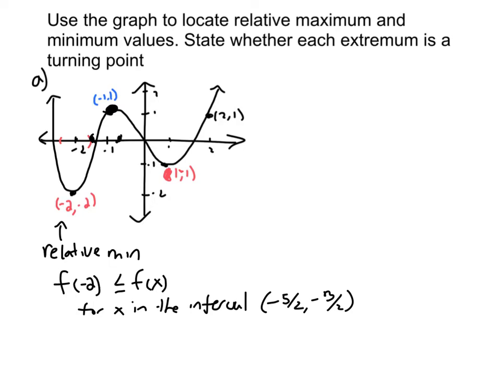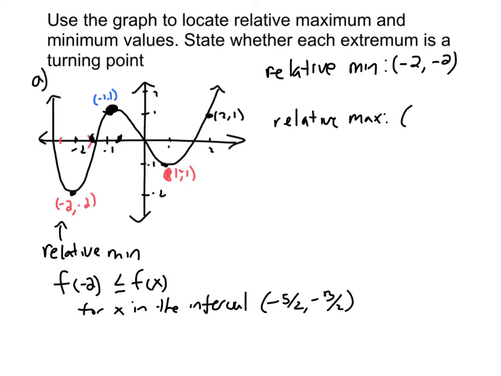Okay, so I'm going to write this over here. So our relative min, we've already determined, one of the relative mins is (-2, -2). Relative max would be this (-1, 1). And then down here, this one is also a relative min, again, because within its little neighborhood, it's the lowest point. So that'd be (1, -1).